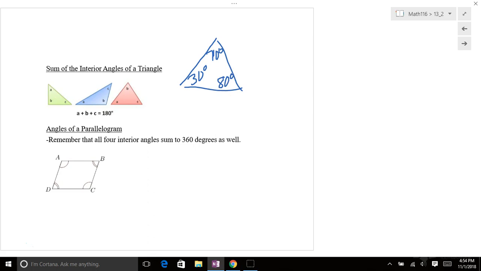The interior angles of a quadrilateral will add up to 360. So if this is 100, that's 100, there's 200, so that would leave 80 and 80 on those. Those add up to 360.